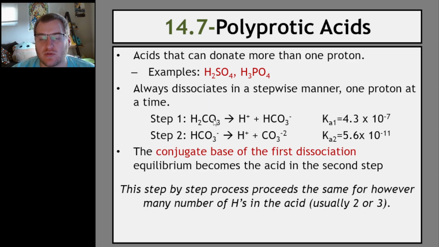I have H2CO3, carbonic acid. It's going to lose one H plus and turn into its conjugate base, HCO3 minus. This has a Ka of 4.3 times 10 to the minus 7. So it's actually a pretty weak acid. Well, I still have an H available, so the second step can occur. Once I have HCO3 minus left over, this can break down into an H plus and the carbonate ion. This Ka is even smaller than the first one. The conjugate base of the first dissociation equilibrium becomes the acid in the second step, and it can keep going until you run out of H's, but it'll usually only be like 2 or 3.